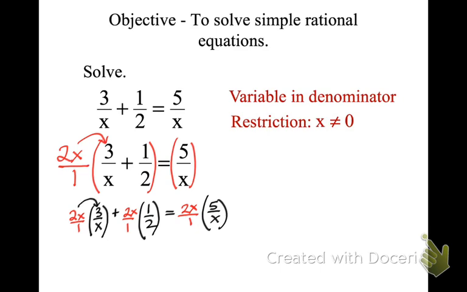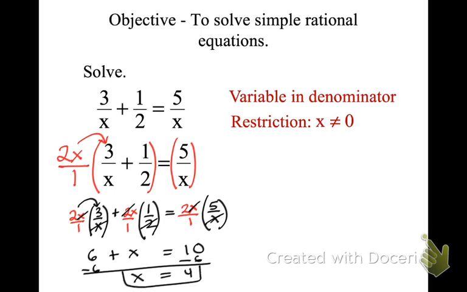So when I distribute here, notice my x's cross cancel and we're left with what? 6. When I cross cancel here, my 2's cross cancel and I'm left with x. And when I cross cancel here, my x's cross cancel and we're left with 10. Okay, so now I'm subtracting 6 and x is equal to 4. Okay, and does that work with the restriction? Yeah. Okay, so with equations, we clear.